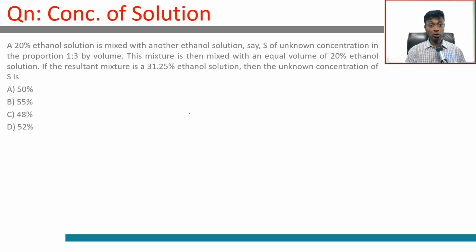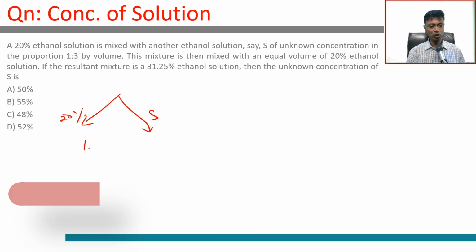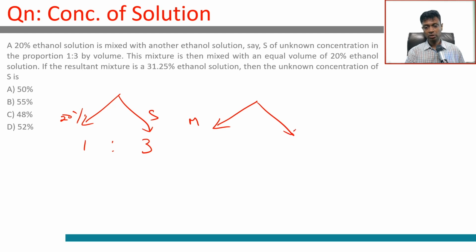A 20% ethanol solution is mixed with another solution, say S, of unknown concentration in the proportion 1:3 by volume. So 20% and S in the ratio 1:3. The mixture is then mixed with an equal volume of 20% ethanol solution. So this mixture is mixed with 20% ethanol in the ratio 1:1. The resultant mixture is 31.25% ethanol.